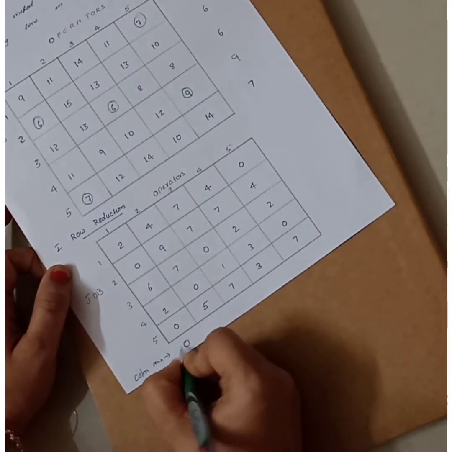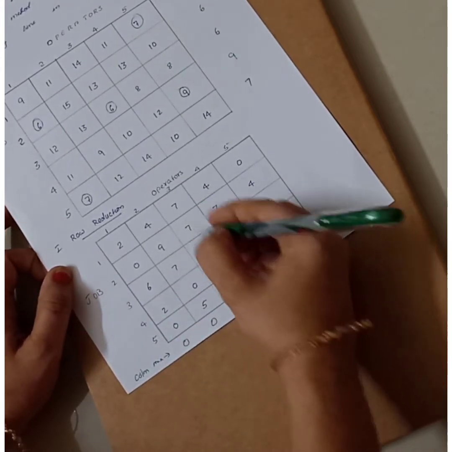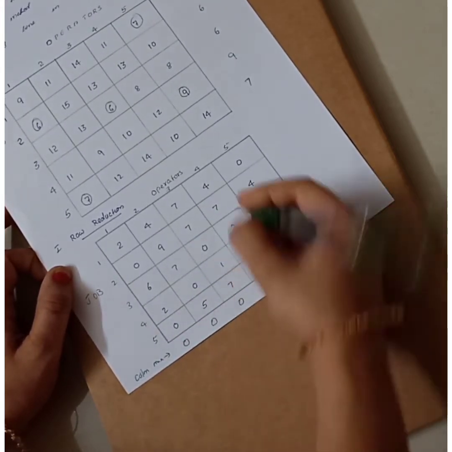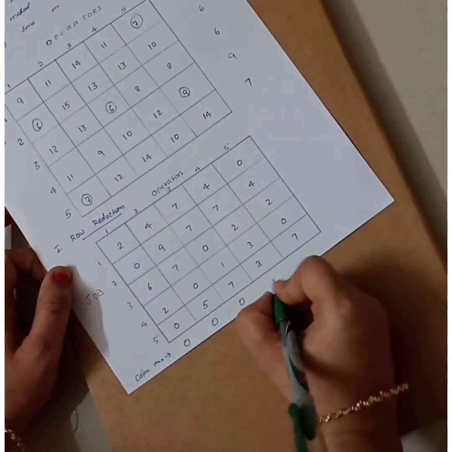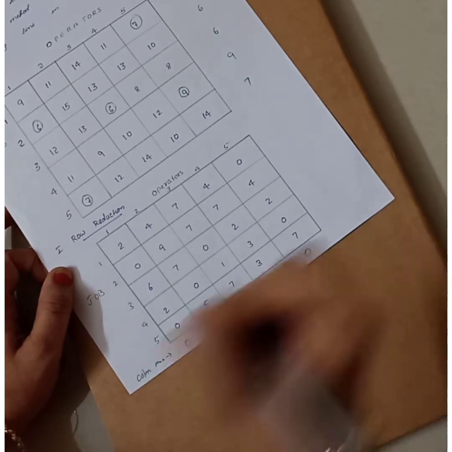2, 0, 6, 2, 0. 0 is the minimum value. 4, 9, 7, 0, 5. 0 is the minimum value. 7, 7, 0, 1, 7. Again 0. 4, 7, 2, 3, 3. So here 2 is the minimum value. 0, 4, 2, 0, 7. You have 0 as the minimum value.